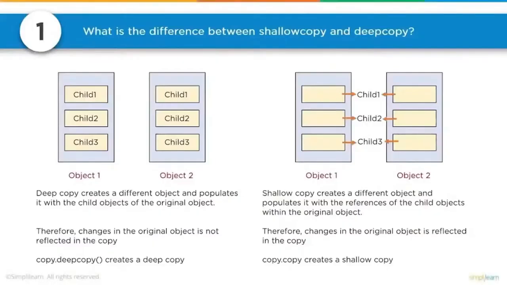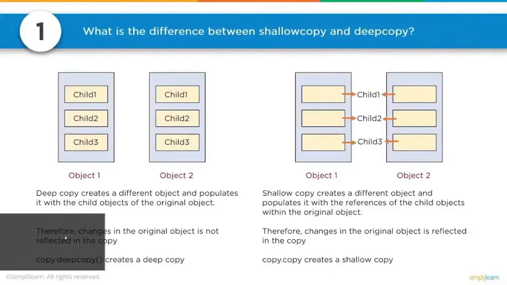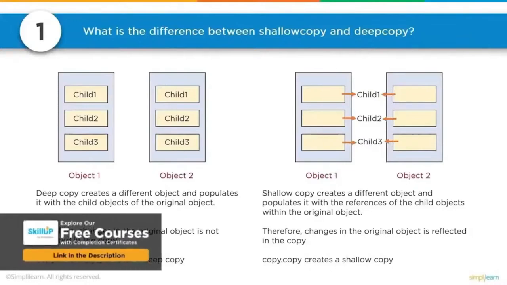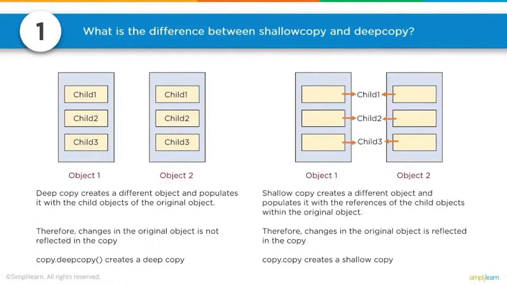Number 1, what is the difference between shallow copy and deep copy? You can see with shallow copy we have object 1, which has child 1, child 2, child 3, and so on, and object 2, which has child 1, child 2, child 3. A deep copy creates a different object and populates it with the child objects of the original object. Therefore, changes in the original object are not reflected in the copy. Copy.deepcopy creates a deep copy. Shallow copy creates a different object and populates it with the references of the child objects within the original object. Therefore, changes in the original object are reflected in the copy. Copy.copy creates a shallow copy.